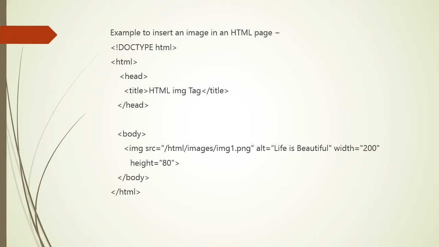Exclamation doc type HTML. Then start your program with the HTML tag, head, then give the title, close the head tag. In body, now we are giving the image source and all attributes. img src is equal to, give the path of your image, then alt is equal to some message, life is beautiful, width and height to be specified. So what will be the output of this? So the image will be inserted.